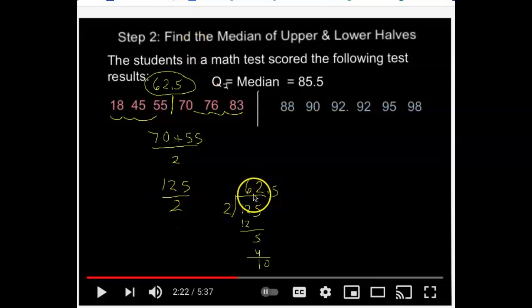125 divided by 2 is 62 and 5/10. So that's going to be the first quartile. Now let's go ahead and do the same thing for the second half. So it's 1, 2, 3, and then we have 1, 2, 3.